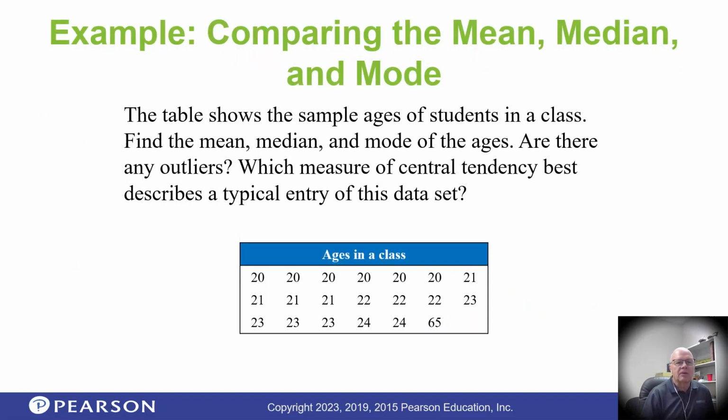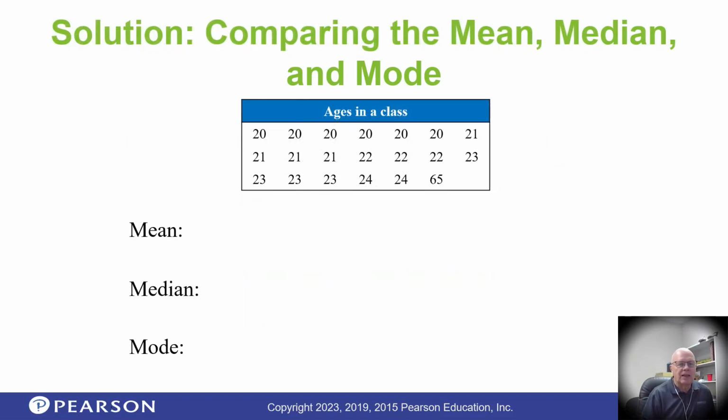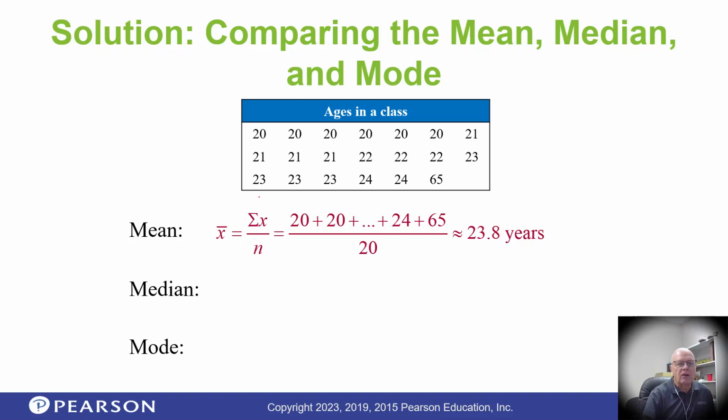Here's some examples. We've got ages of students in a class. We could do that with ours, really. Notice one nice thing already. These are in order. That's nice. So, mean. How do we do that? Add them all up, divide by how many we've got. We've got 20. We add all those ages up, divide by how many we've got, and the mean age is 23.8 years.